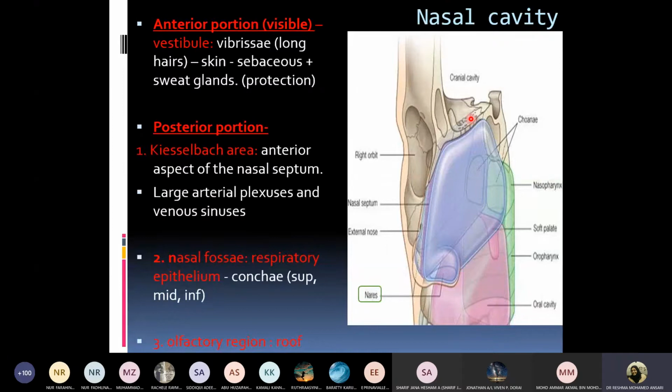Olfaction is the only sensation that passes to the brain without passing the thalamus. All other sensations have to go to the thalamus first and only then go to the brain, or the cortex. Here, only olfaction is directly entering the brain.